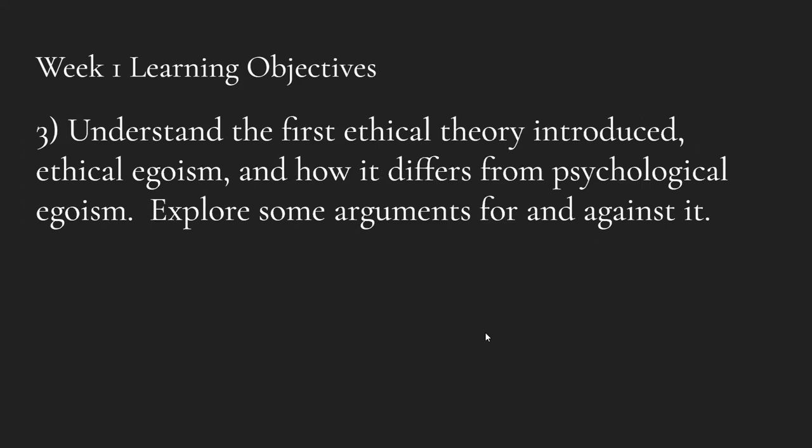So the third learning objective is understand the first ethical theory introduced, ethical egoism, and how it differs from psychological egoism. The big difference here is that remember that psychology is one of the descriptive or scientific fields. So psychological egoism is egoism as a descriptive statement of how people actually act. Psychological egoism states that people, as a matter of fact, are deeply motivated by their own self-interest, that we're all kind of deep down selfish, which means primarily self-interested, and that is just how we are. And whether or not you agree with that as a fact, that is a statement of how people actually are, even if it seems otherwise.